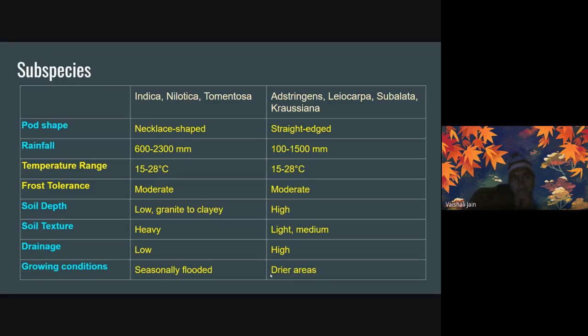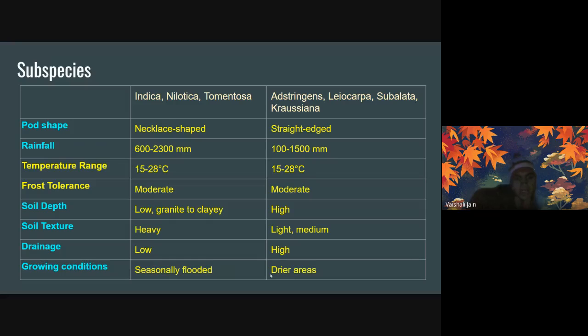So there are two subspecies of Acacia nilotica. One is indica and tomentosa. The other is adstringens, leiocarpa, subalata and kraussiana. The pod shape for these two is necklace shaped for one and straight edged for the other. Rainfall is 600 to 2300 mm for one, and for the other it's 100 to 1500 mm. The temperature range is the same for both subspecies, and the frost tolerance is moderate.